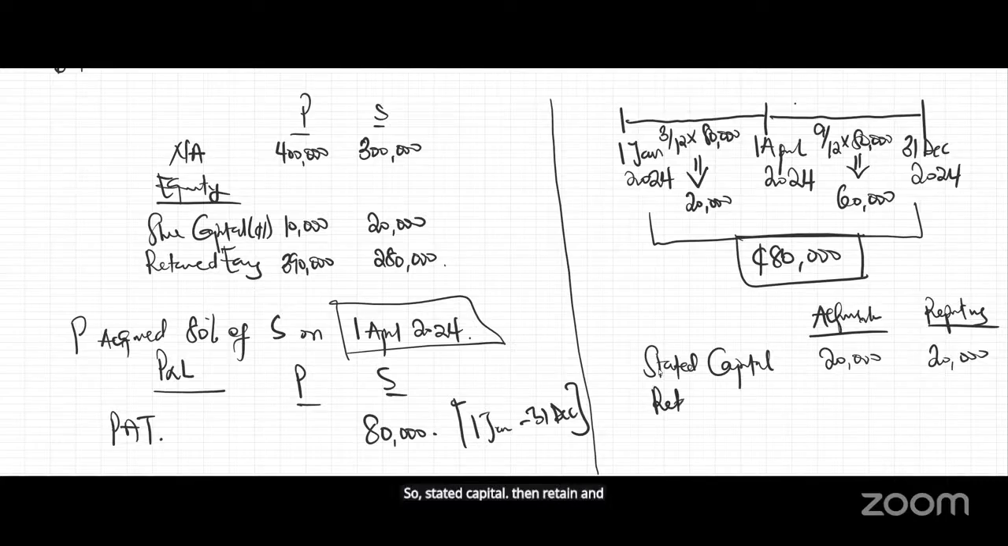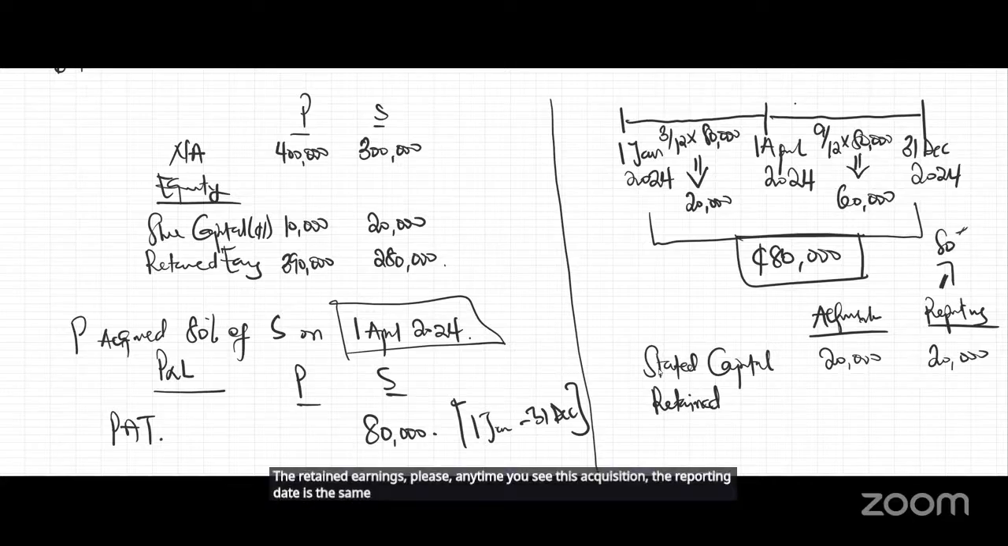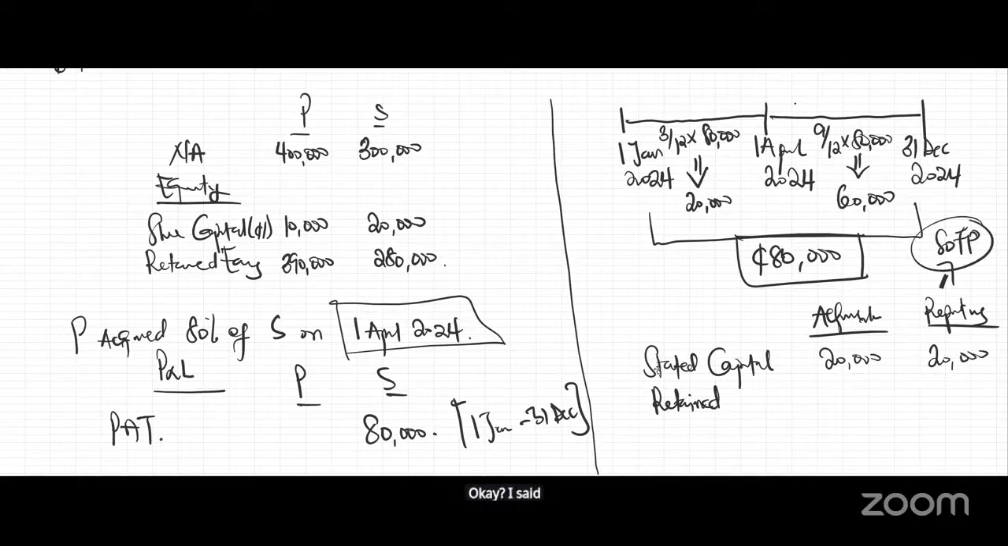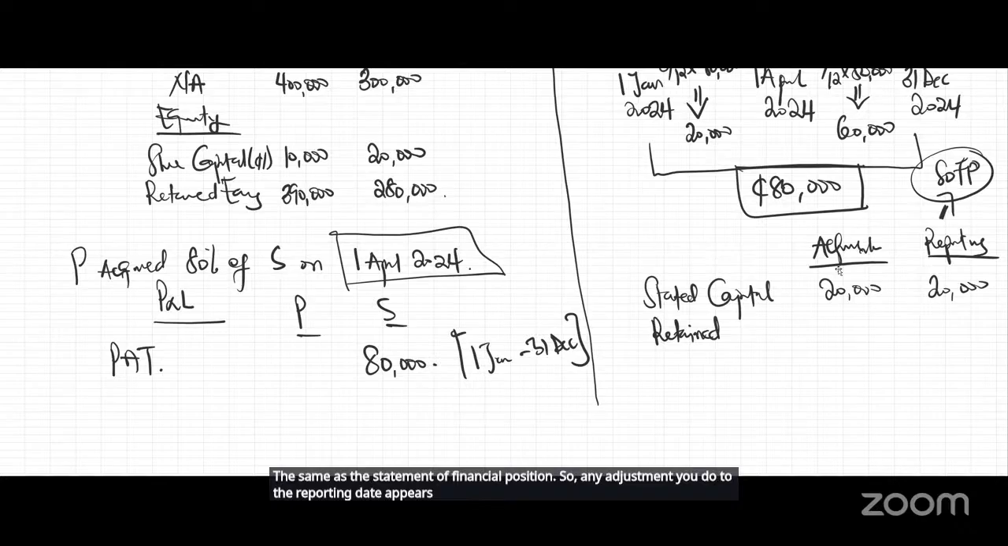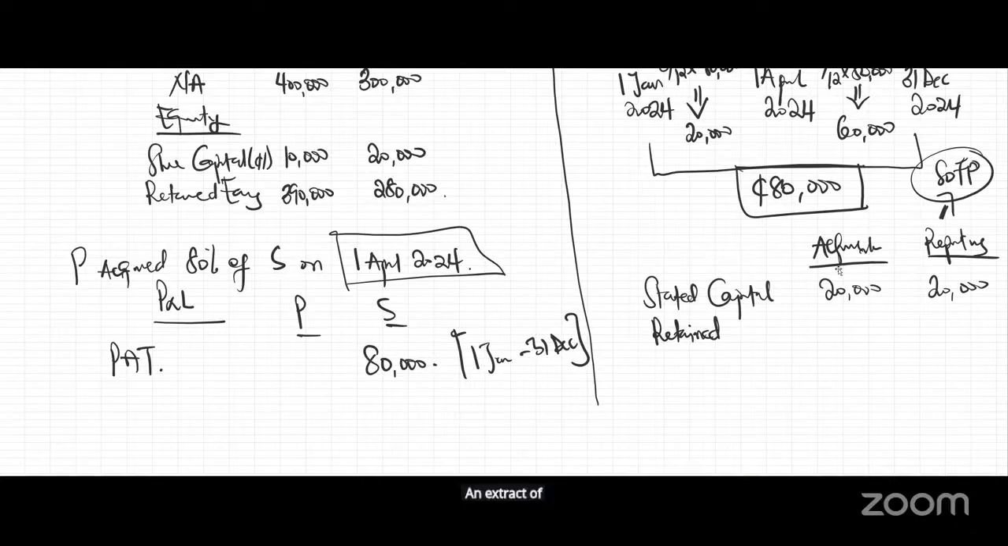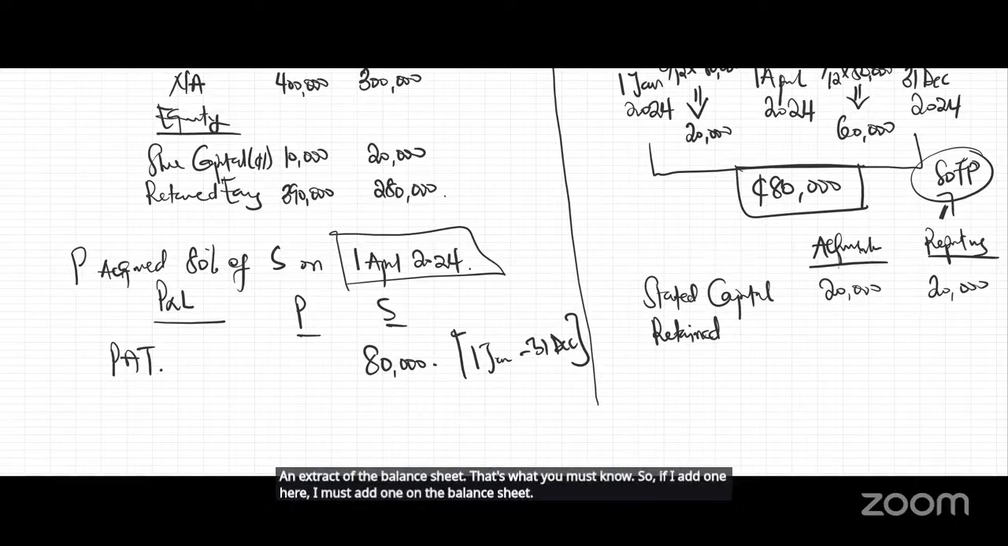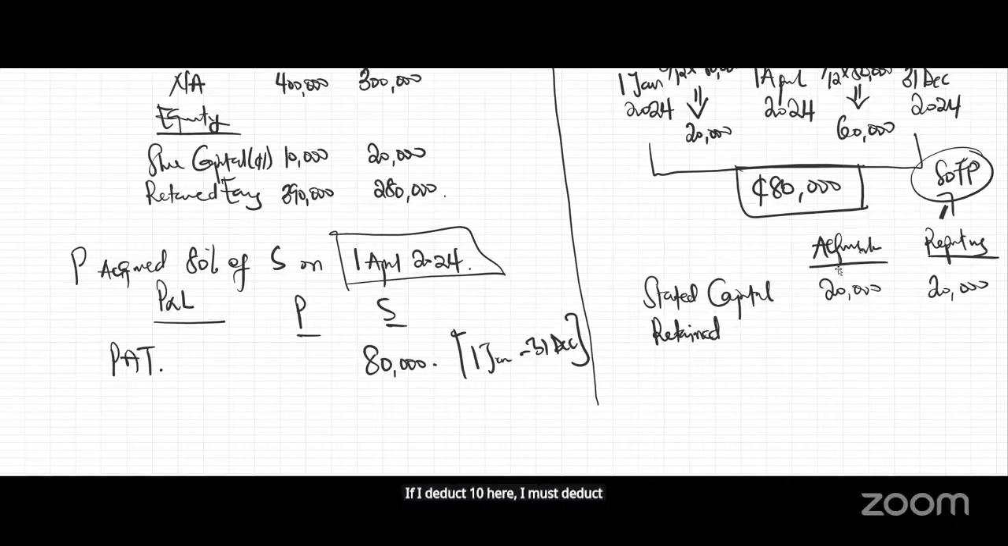Now look at something. The retained earnings, please, anytime you see this acquisition, the reporting date is the same as the balance sheet. I said the reporting date is the same as what? The balance sheet. The same as the statement of financial position. So any adjustment you do to the reporting date appears on the balance sheet. It's the same as an extract of the balance sheet. That's what you must know. So if I add 1 here, I must add 1 on the balance sheet. If I deduct 10 here, I must deduct 10 on the balance sheet, because this is the same as your net assets. Does it make sense? Is it clear?